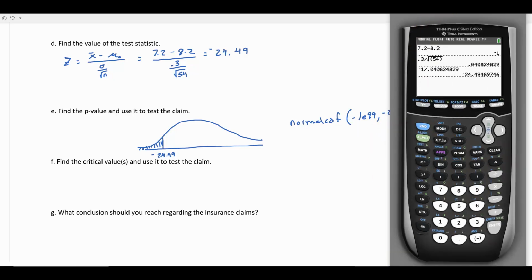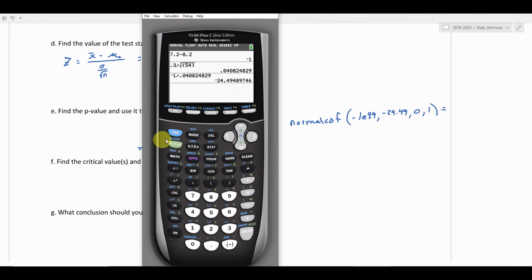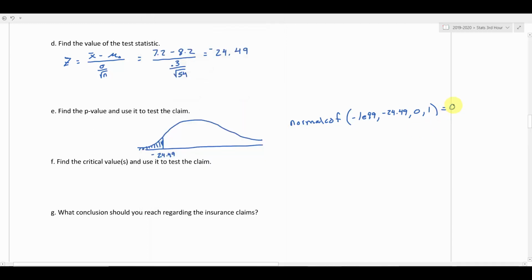So let me pull up my calculator here and let's run that probability. I'm going to go second distribution, and I'm going to go down to normal CDF. I got my negative 1E99 in there already. I'm going to put in negative 24.49, and then my mean and standard deviation are looking good. So I'm going to go ahead and paste that in. And notice that it said 0. Really, it's not actually 0, it's 0 plus. It's so small the calculator doesn't even recognize the plus part of it. That's how unlikely it is to get that from our expected value. So we would state that our p-value is equal to 0 plus.